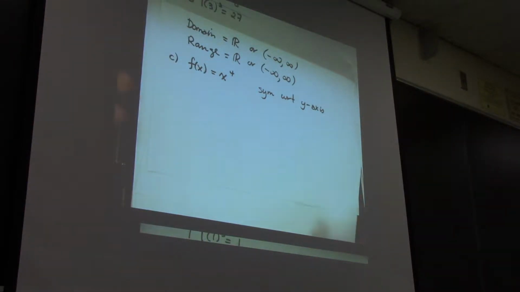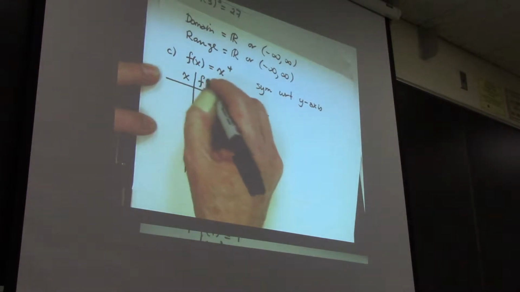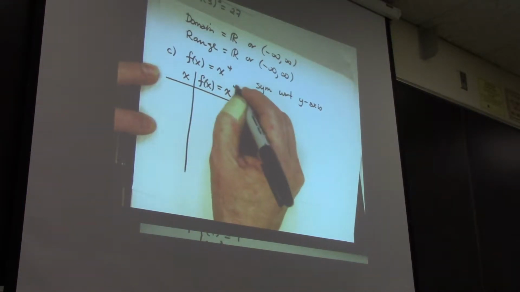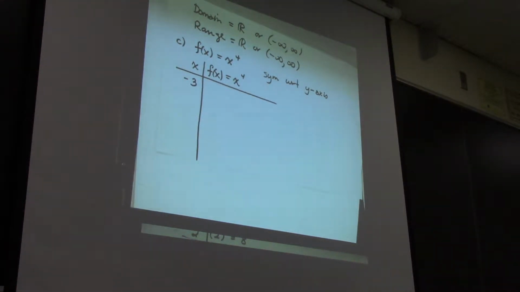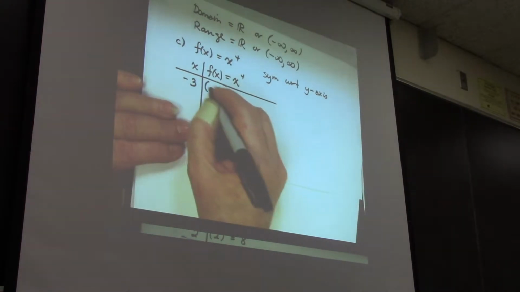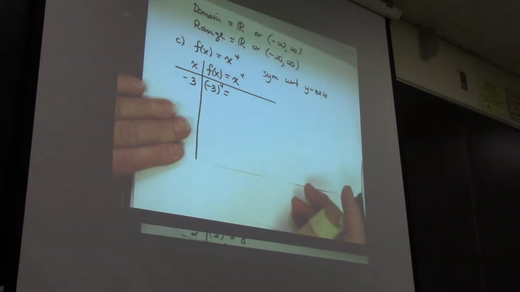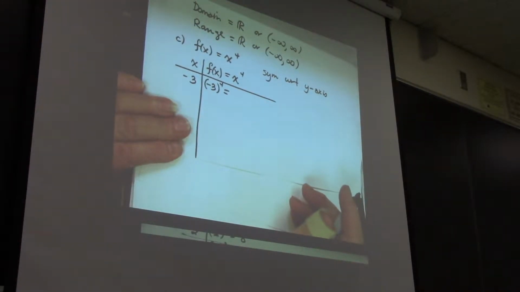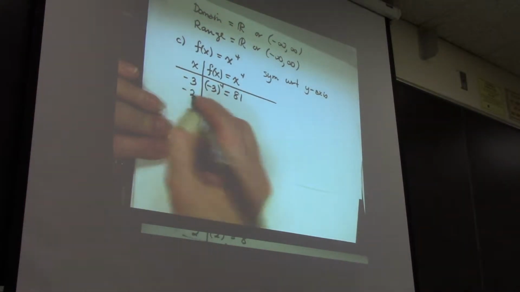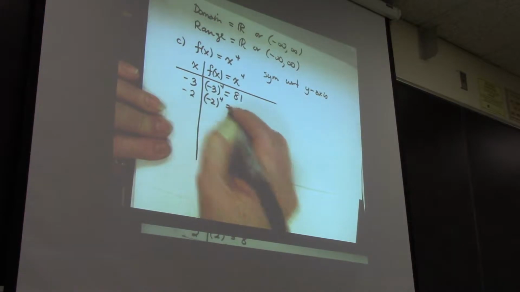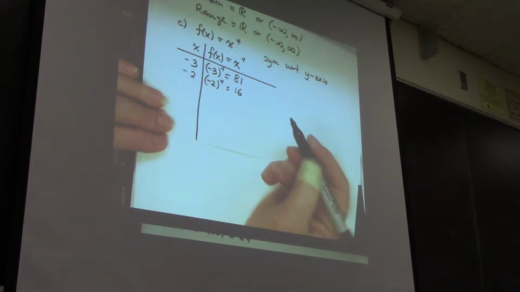Even powers. Okay, let's just make a table of values. Now, some of these y values are going to be so huge that I'm not going to plot them. Like at negative 3, negative 3 to the fourth is 81. At negative 2, negative 2 to the fourth is 16. I will plot that one.